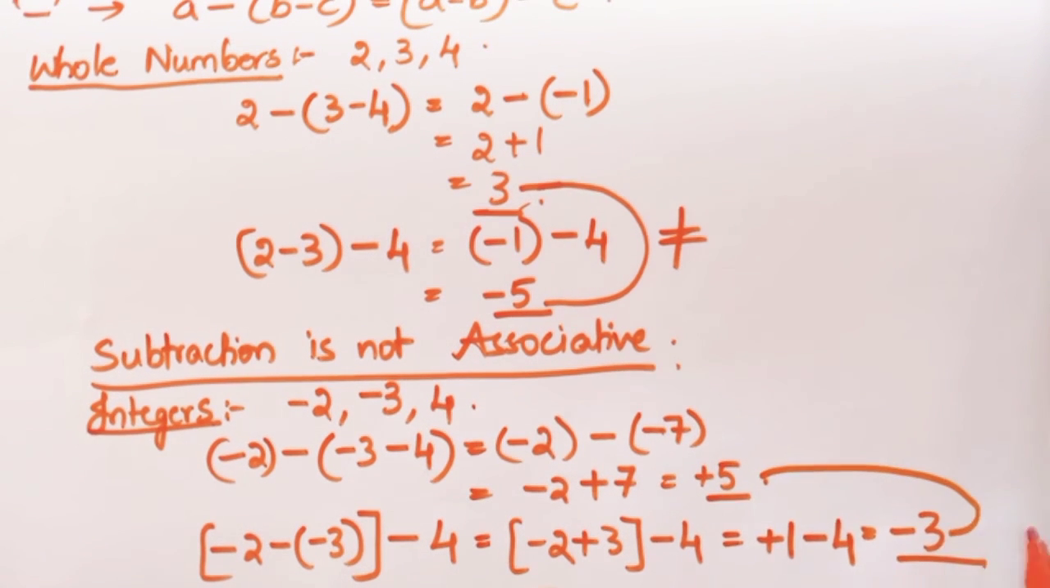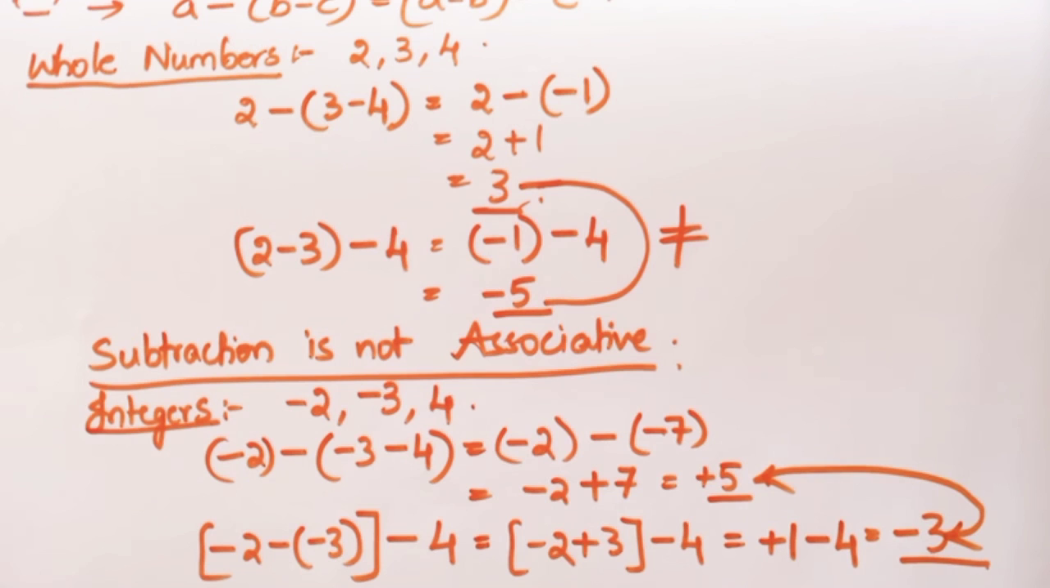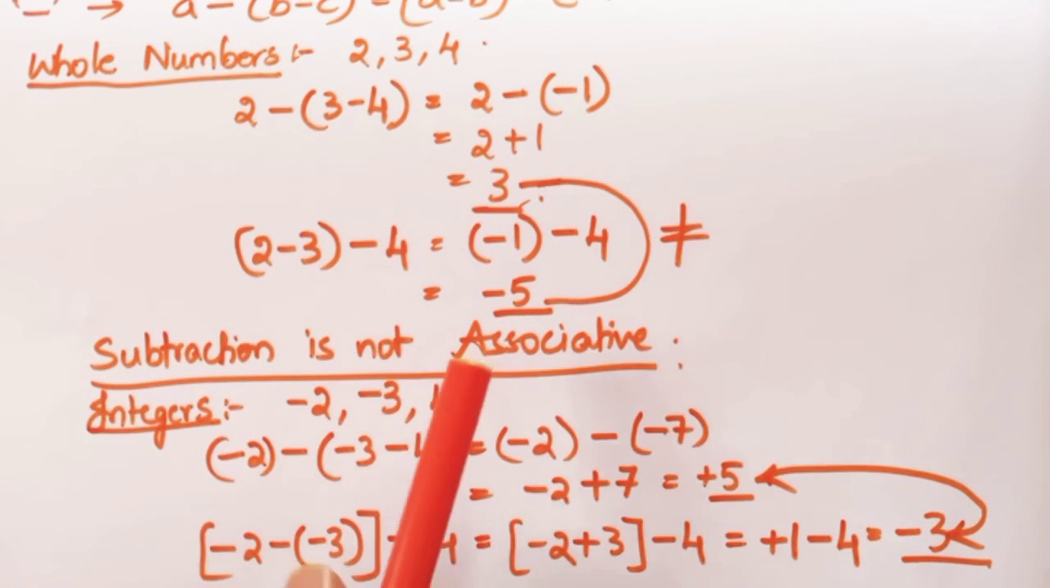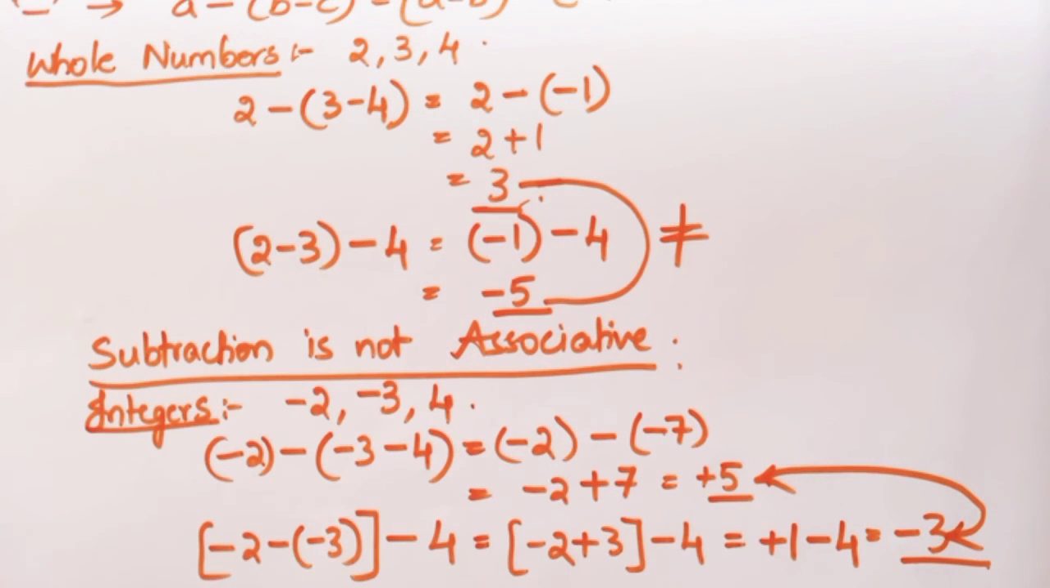Compare these two with each other. Are they equal? Not at all. So, subtraction is not associative. Even when you check with 2, 3 rational numbers, you get the same. Subtraction is not associative. Okay?